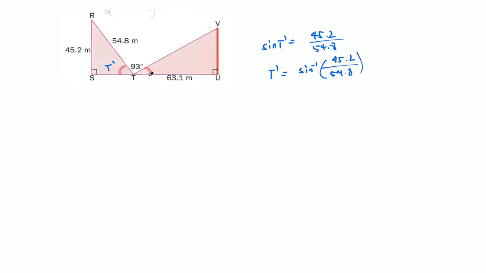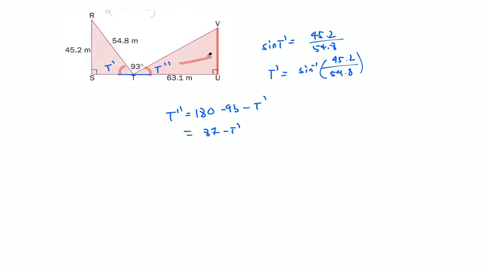Then this angle here is going to be 180, which is this straight line, minus 93 minus T prime. Okay, so I'll call this T double prime. Right? So this angle is just going to be 180 minus 93 minus this angle T prime. So that's 87 minus T prime, and you'll plug this into the calculator at the very end. But we know what T prime is now, right?